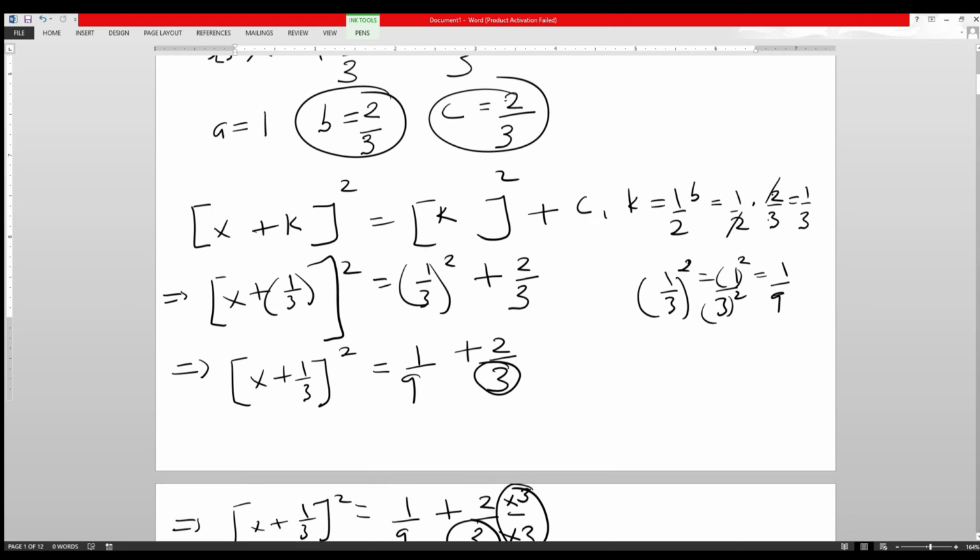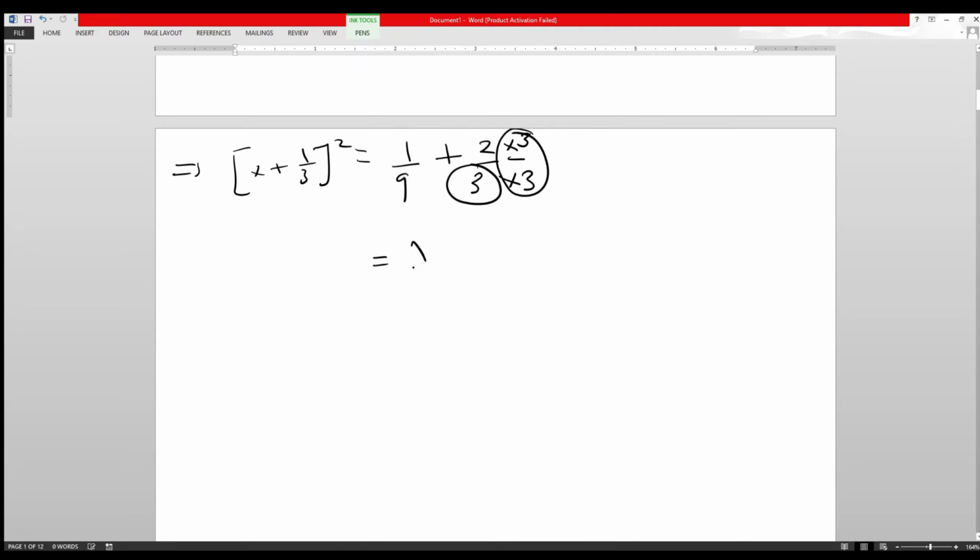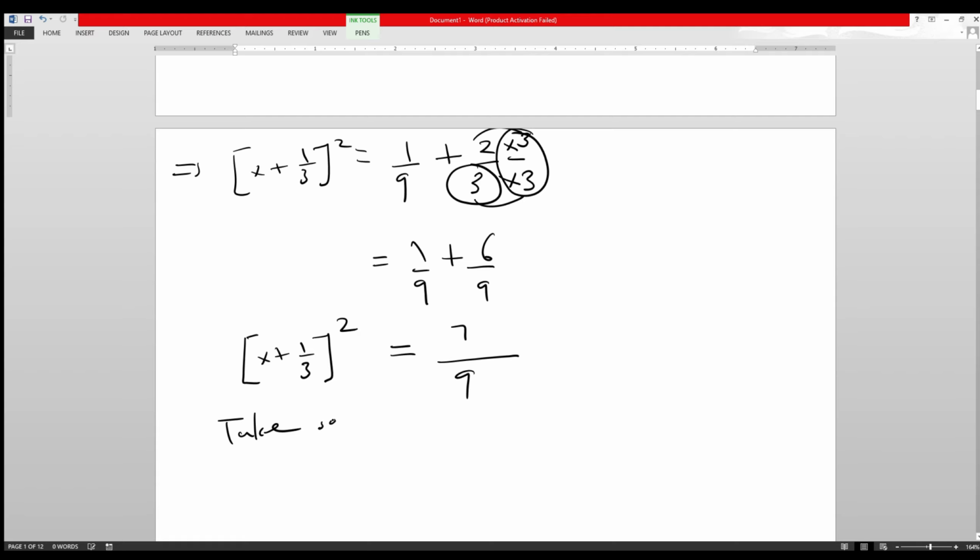So this is the same as 1 over 9 plus 2 times 3 is 6, 3 times 3 is 9. I now have a common denominator, so I can add the numerators. So 1 plus 6 is 7. Okay, let me bring down what I have on the left hand side. Now I'm solving for x. So what do I do? I take the square root of both sides.